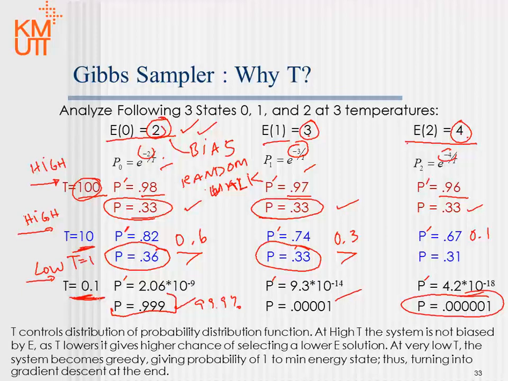So notice when t becomes very low, we are fully biased towards the best energy. At this state, you become greedy. You become greedy. As time goes by, you become greedier and greedier. So you can see that t controls the distribution of the function.